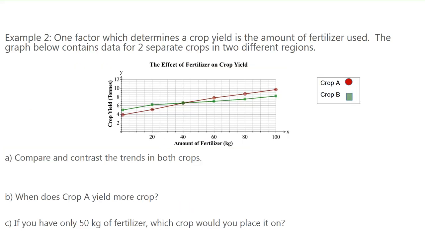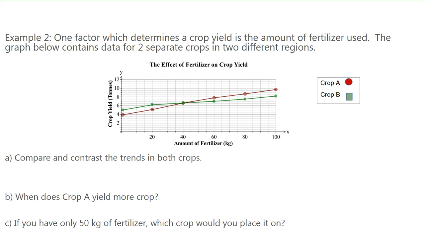Now example 2. One factor which determines a crop yield is the amount of fertilizer used. So this is a similar example to one we looked at before. Now the graph below contains data for two separate crops in two different regions. So the red line, the one with the circles, we'll call crop A, and the green line, the one with the squares, we'll call crop B. Now on the bottom we have the amount of fertilizer used, and on the y-axis the crop yield measured in tons. Now it says compare and contrast the trends in both crops.